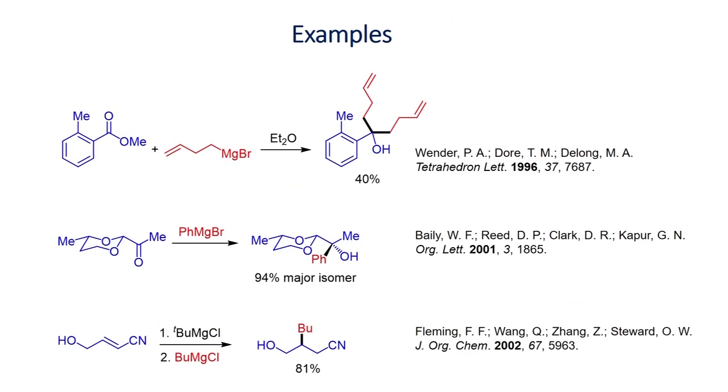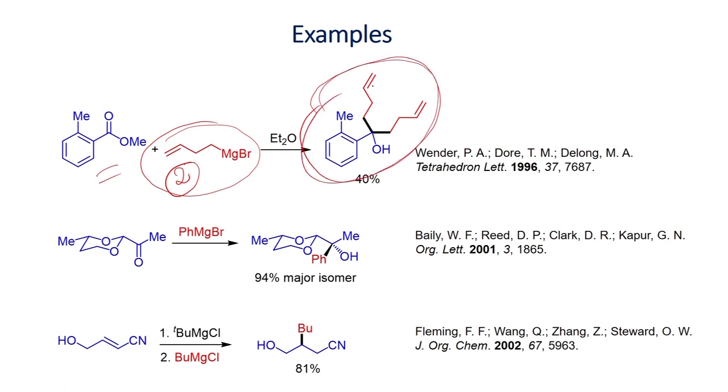Some of the examples are shown here from the recent literature, where you can find the reaction of this homoallyl magnesium bromide with the ester to give the tertiary alkyl as a product. Here you have to use two equivalents of the Grignard reagent so that they can undergo addition. First it can form the ketone, that ketone can undergo further reaction and you will be able to generate the tertiary alkyl as a product. The next example involves the reaction of phenyl magnesium bromide with the ketone, and you can generate the tertiary alkyl in quantitative yield. The third example involves the reaction of this conjugated nitrile here.